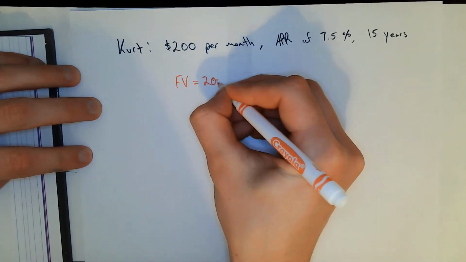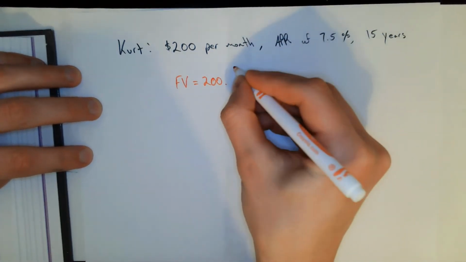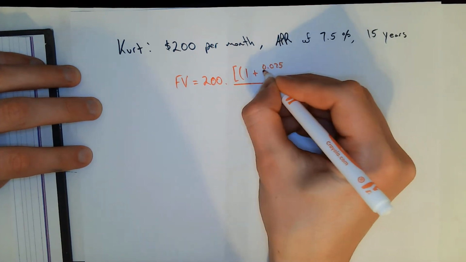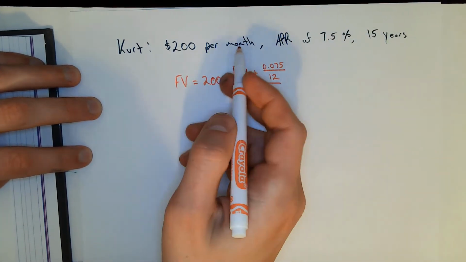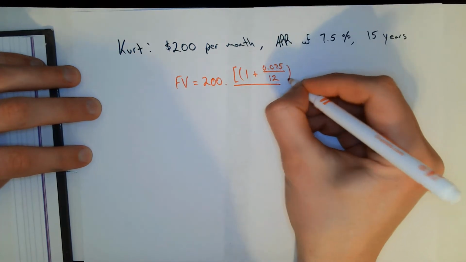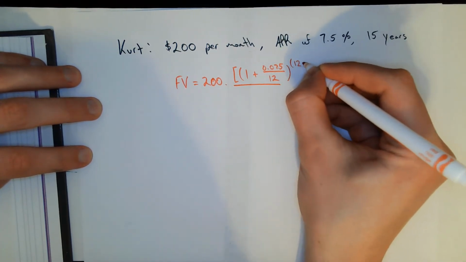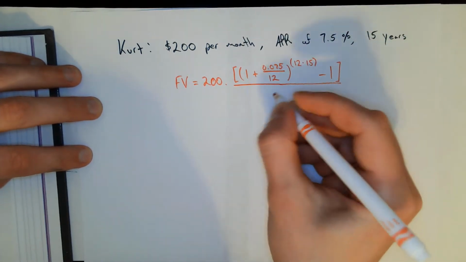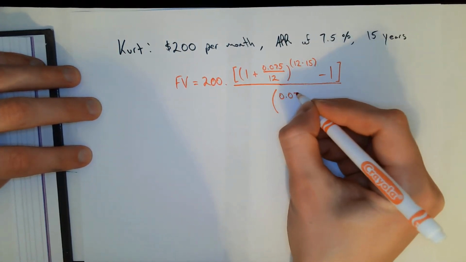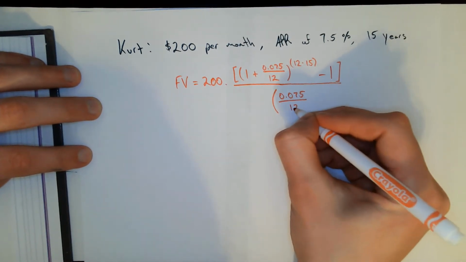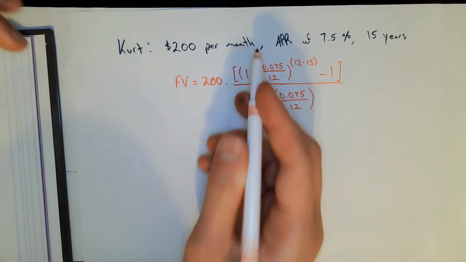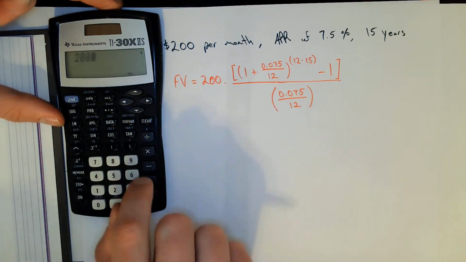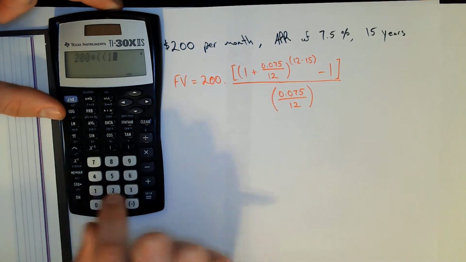Oops, 200 times (1 plus 0.075, that's r, over 12, monthly, so n is 12), raised to n times t, so 12 times 15, and then minus 1. And in the bottom, I'll have my rate, 0.075 over n, which is 12, again, per month. Let's calculate that. Then we're going to compare to another strategy.